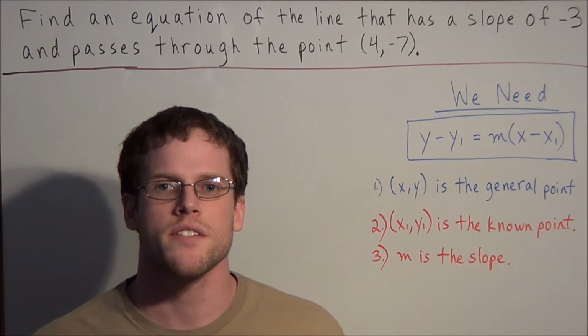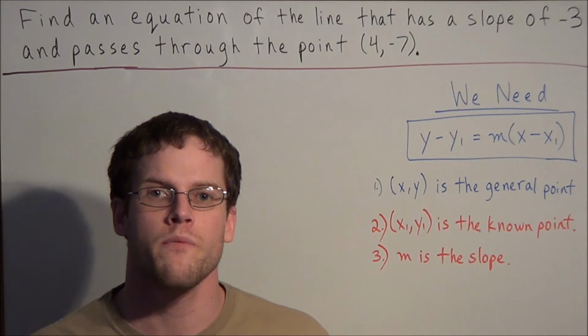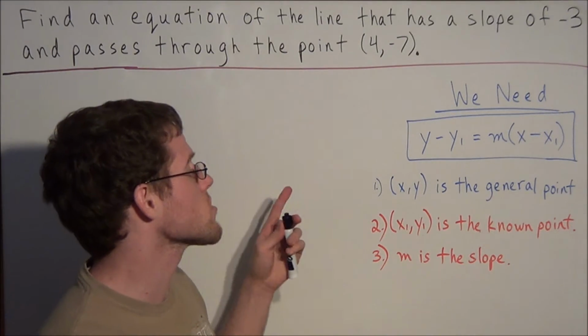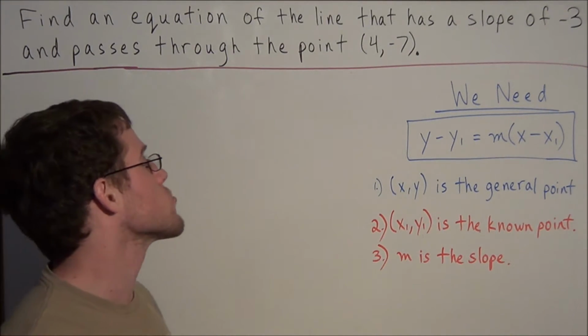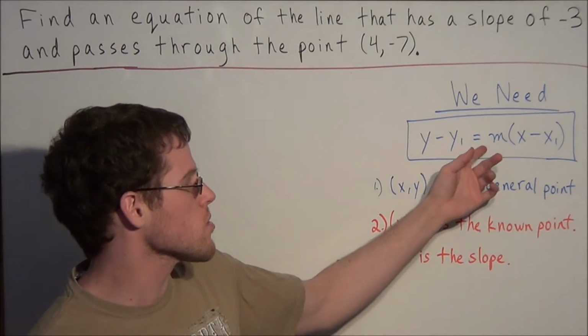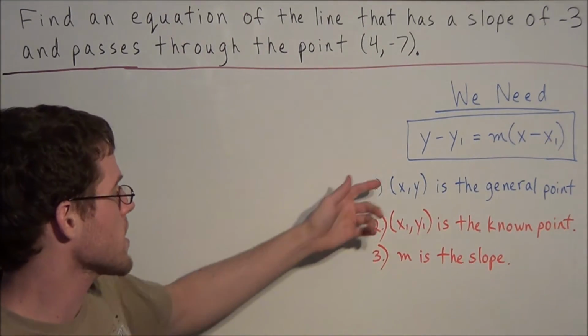Today I want to take a look at how to use the point-slope form equation. So we have: find an equation of the line that has a slope of -3 and passes through the point (4, -7). For this problem we're going to use the point-slope form equation.